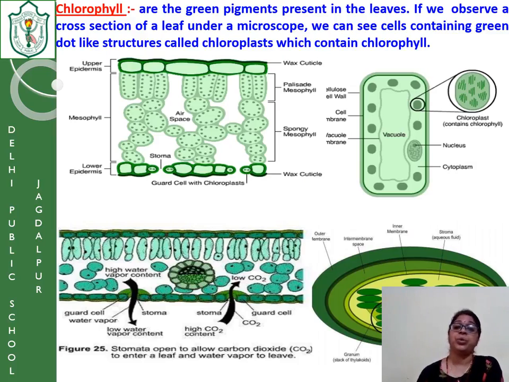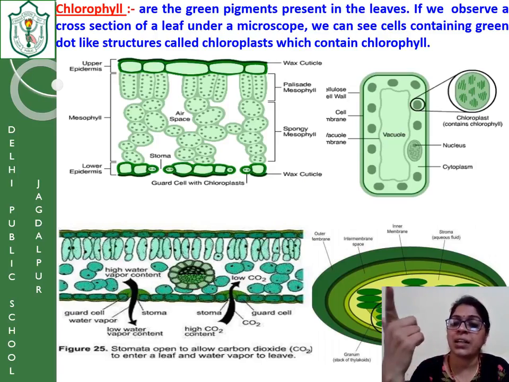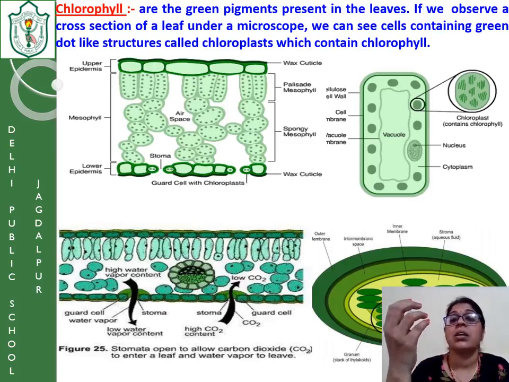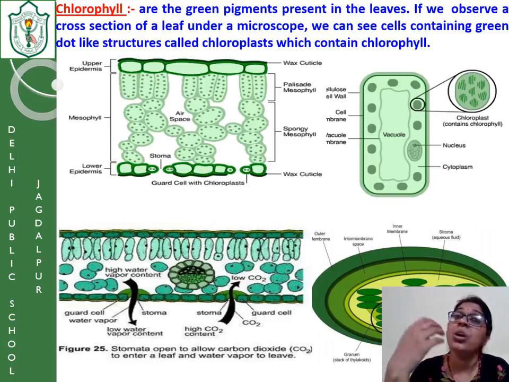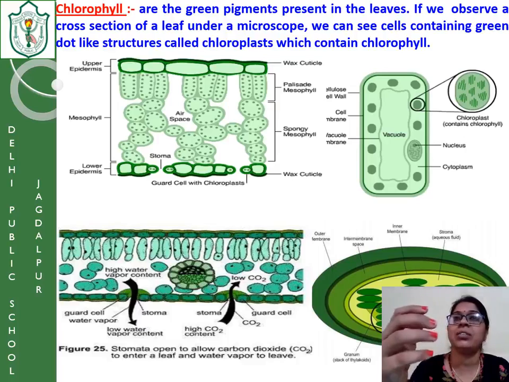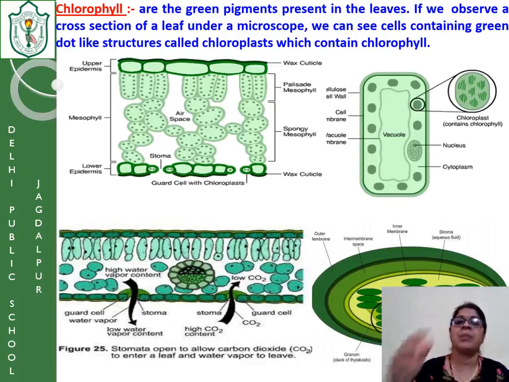Now we are going to the cross section of the leaf, because we showed you the important components of photosynthesis. One is water, second is sunlight, third is carbon dioxide. But how this sunlight is trapped by the leaves, how the carbon dioxide is entering through the leaves, that also you need to understand: the total internal structure of the leaves, so that it becomes very easy for you to understand. So first, the important chlorophyll.